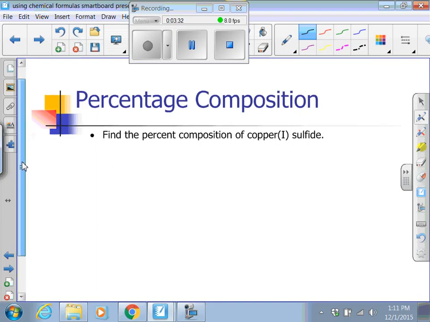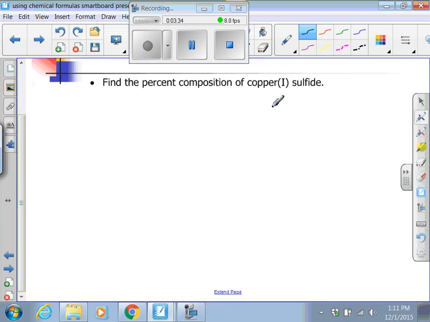Okay, let's see how this is done. We're going to find the percentage composition of copper(I) sulfide. Copper(I) sulfide is copper with a positive 1, sulfide with a negative 2. So when we form the formula for this, we would have Cu2S.